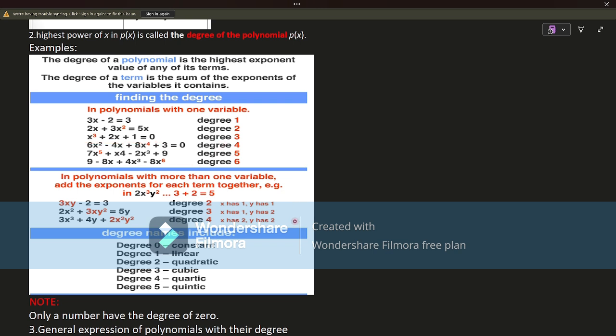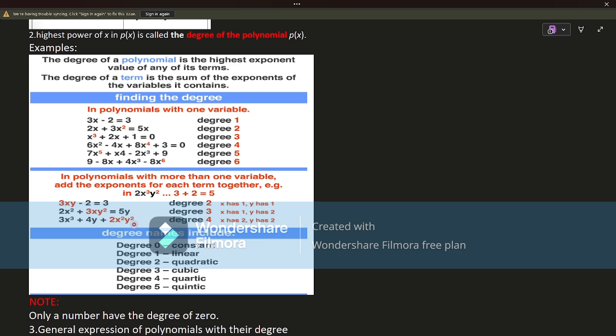Then come to the two variable polynomial. For example, see this expression. Here the polynomial has two variables, x and y. So in this kind of expression, we conclude the degree of the polynomial as the highest sum of the powers of the two variables. For example, this is a polynomial in two variables, 3xy - 2. See, what is the power of x here? 1. What is the power of y here? 1. 1 plus 1, so the degree is 2.